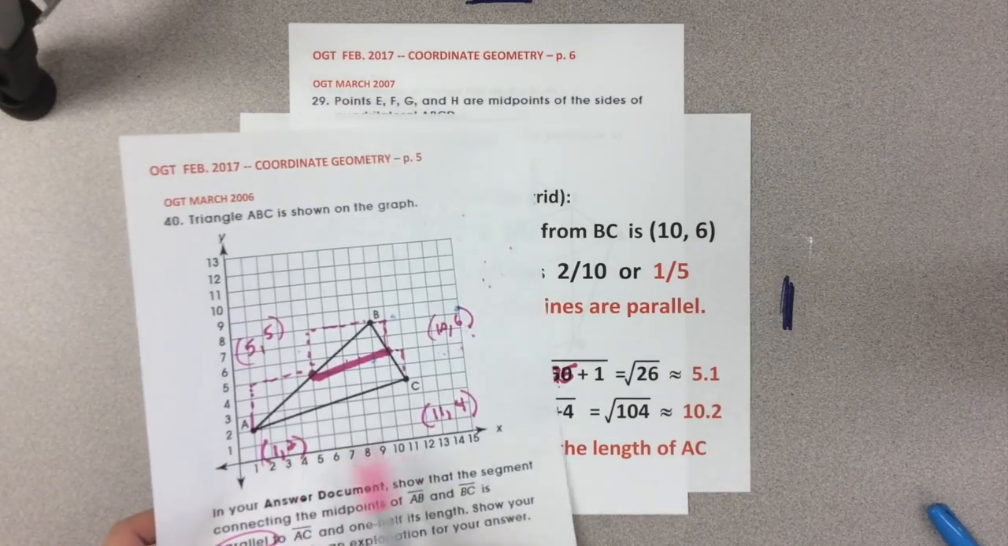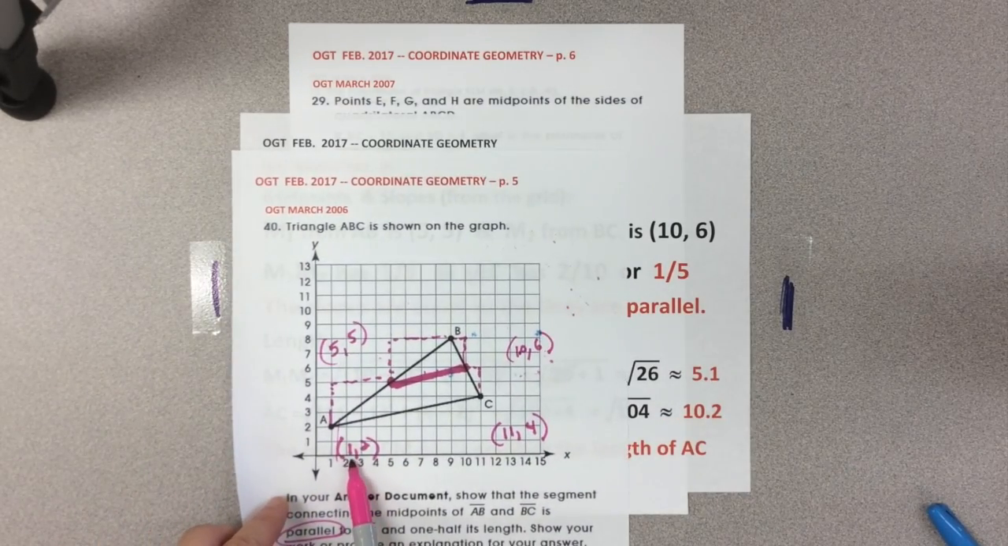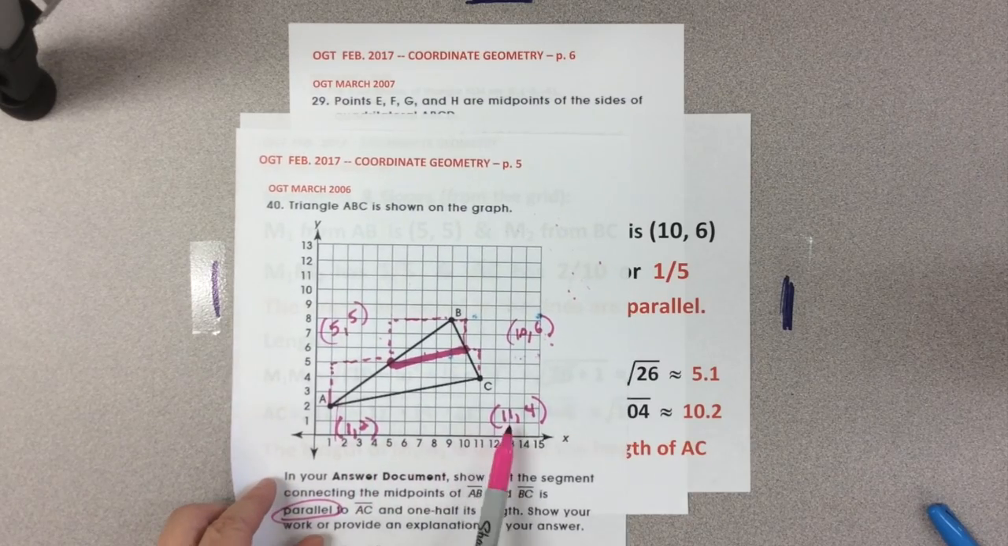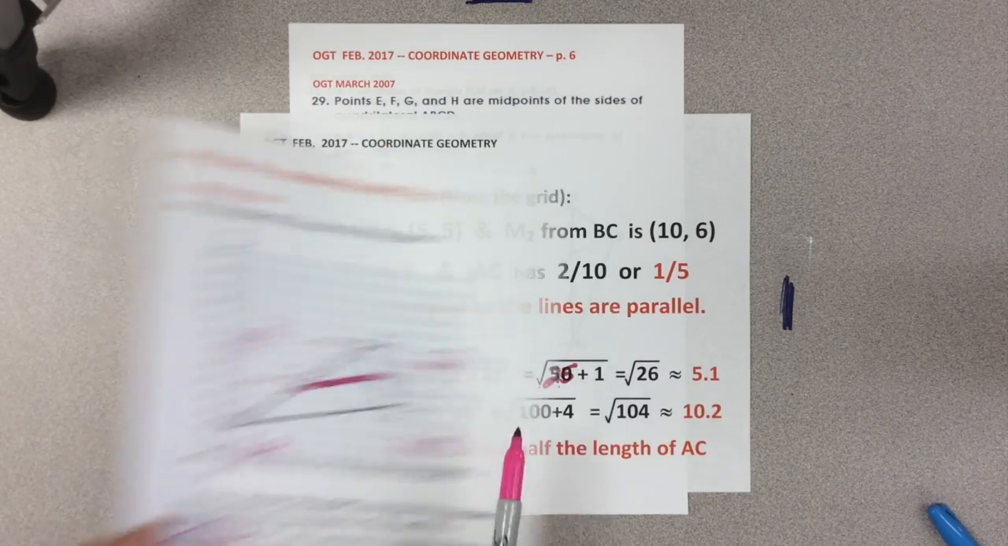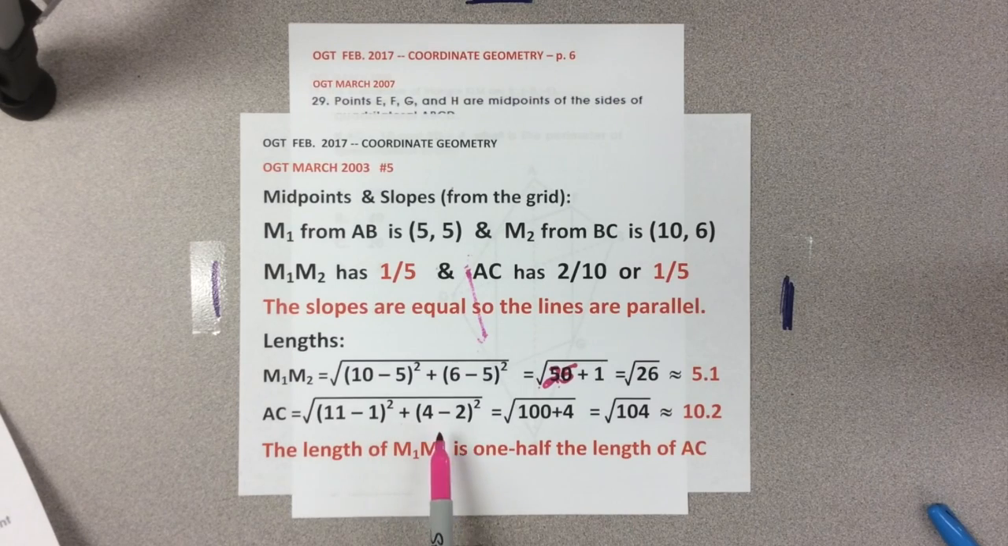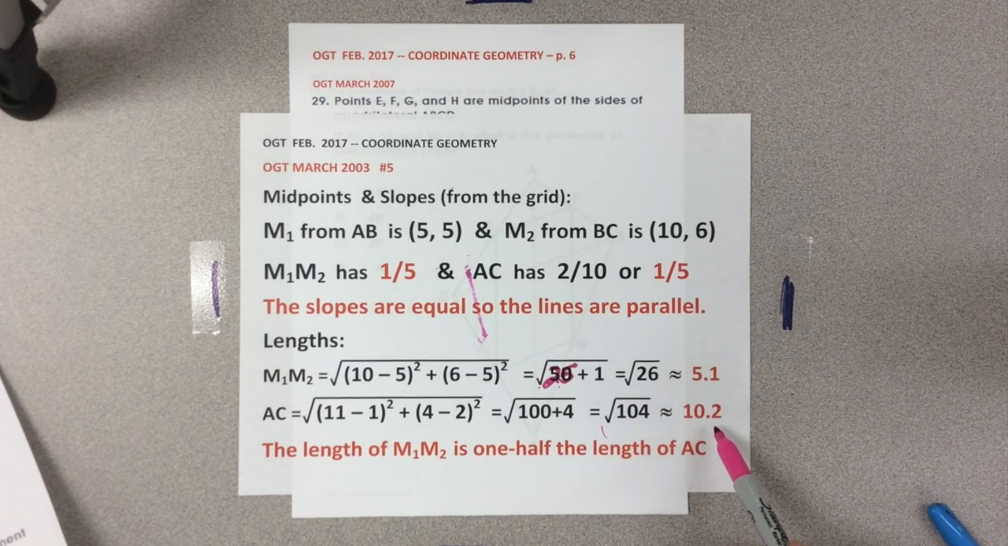Then I did my A to C, which is the point, the x coordinates are 1 and 11, and the y's are 2 and 4. So here's my 11 and 1, and my 2 and my 4. 11 minus 1 is 10. 10 squared is 100. 4 minus 2 is 2. 2 squared is 4. That gives me the square root of 104. These have to go into the calculator, which is approximately 10.2. So I hope you can tell by looking that 5.1 is half of 10.2.